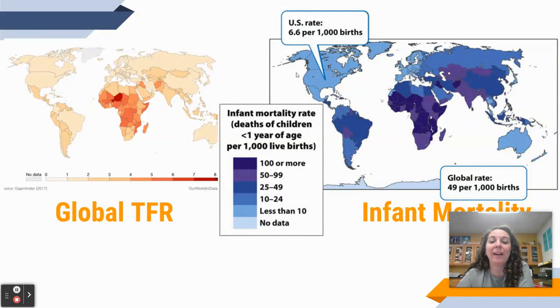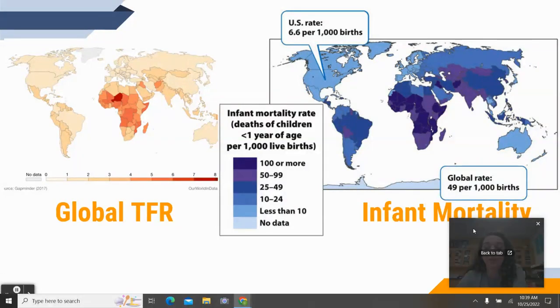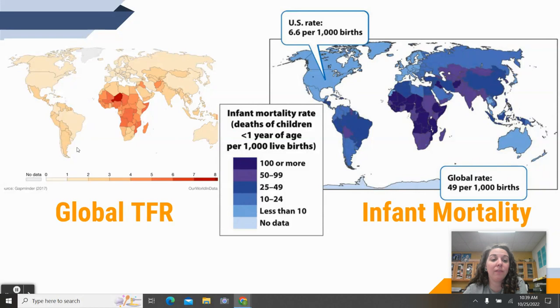When we look at these graphs, we can see a really strong correlation between these two graphs. Over here we have our global total fertility rate, and over here we have our infant mortality. You can see that we've got these light orange areas, which indicate a lower TFR, correlate very well with our light blue areas, which means a lower infant mortality. But if we look at these dark orange areas with our higher TFRs, we see they're also darker over here, indicating more infant mortality. So there's a very strong trend or correlation between these two graphs.